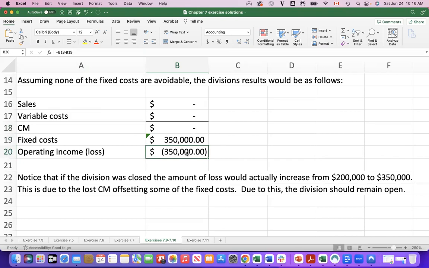And remember, why are we worse off? We gave up contribution margin of 150,000. Remember, what does contribution margin do? It covers fixed costs. We gave up all 150,000 of contribution margin and saved nothing. We got nothing back for it. So we are $150,000 worse off, which is that lost contribution margin.